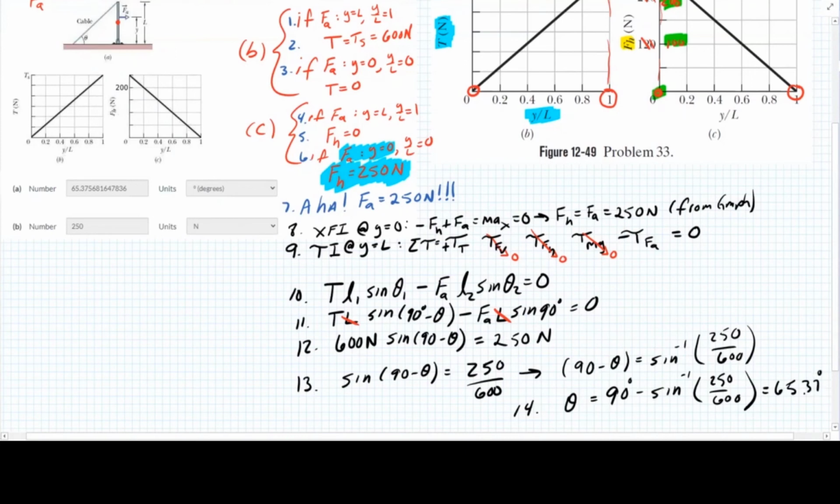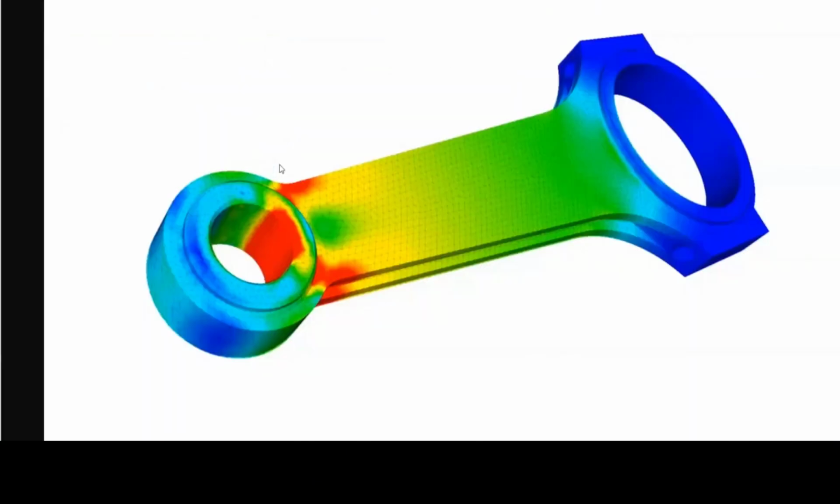Okay, and that's the answer to part A. Let me do this. Screen. This is sort of one of the goals of doing force analysis.